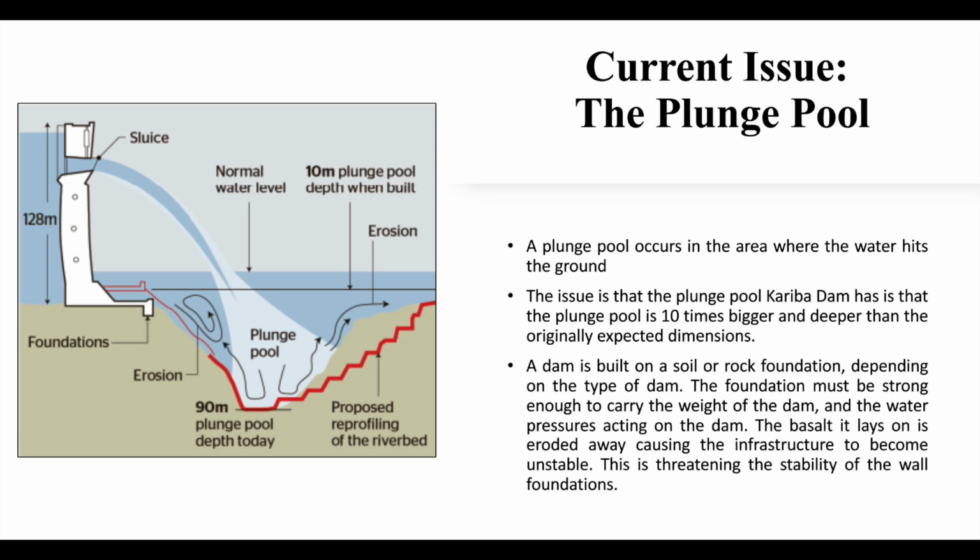The basalt the dam lies on is eroded away, causing the infrastructure supporting the dam's weight to become unstable, which, if the dam fell, would take out 40% of the hydroelectric capacity in all of South Africa, destroying lives and everything around it.